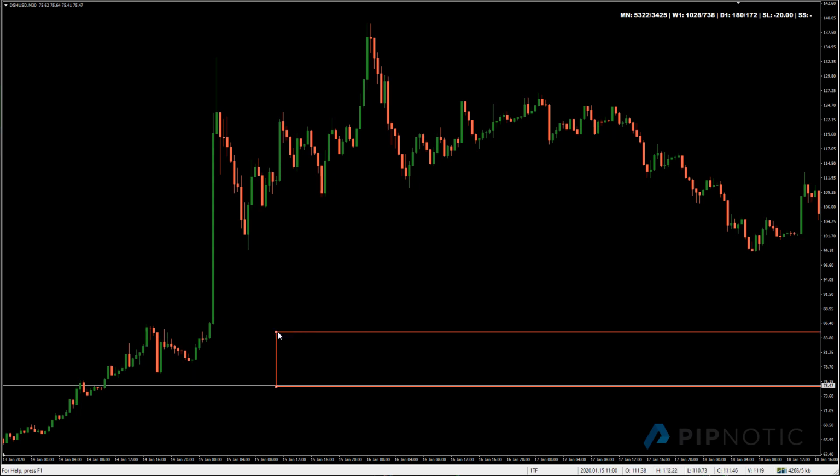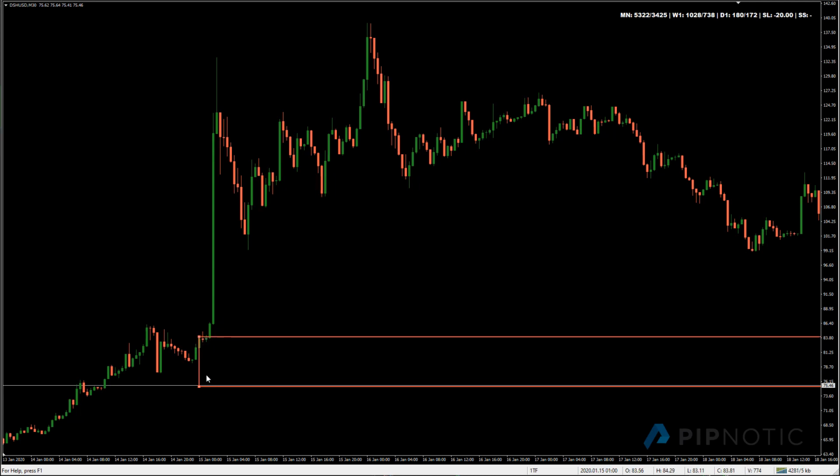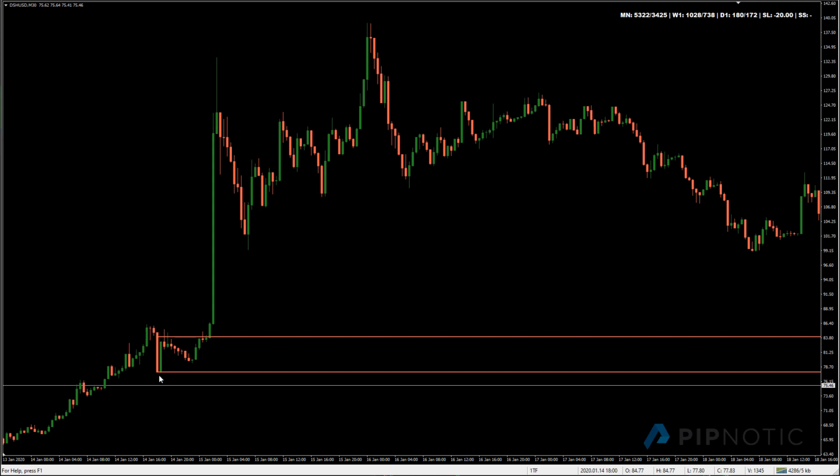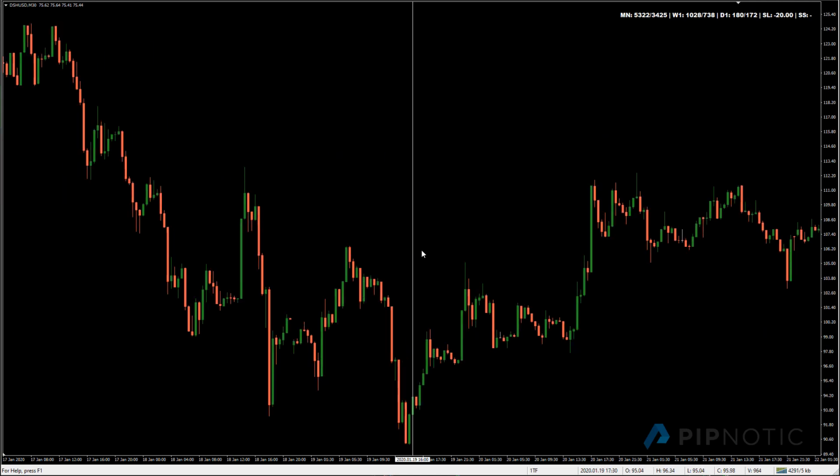So we have accumulation. This one closed above. So we have this right there. This is kind of a funky area. We'll kind of look at that. This is the deepest retracement. This is 2.